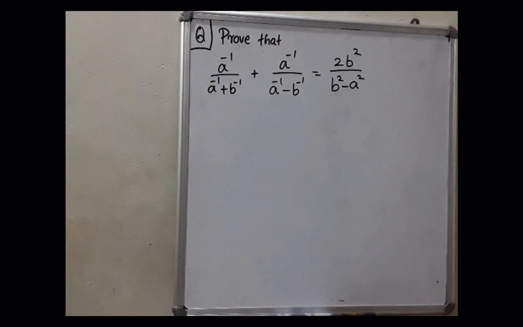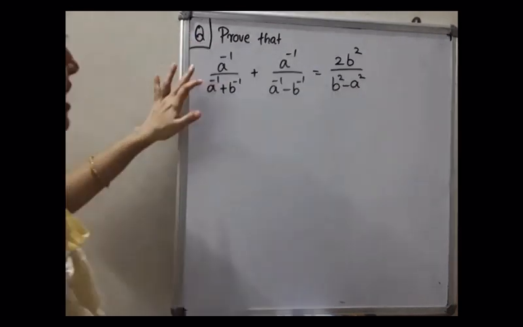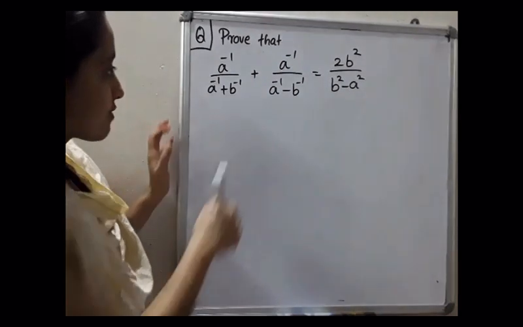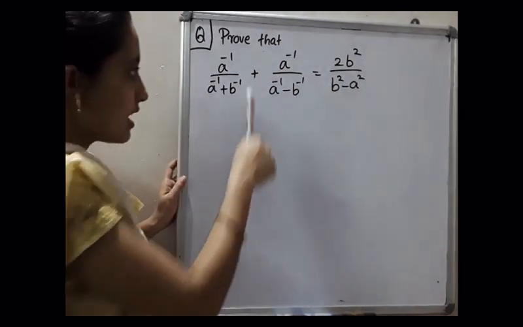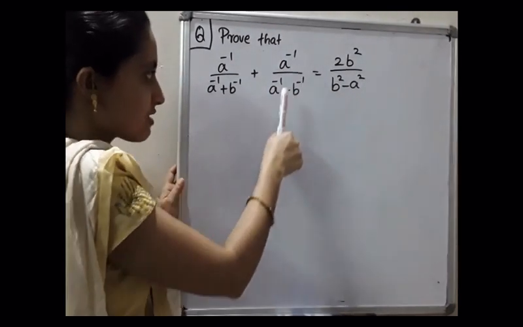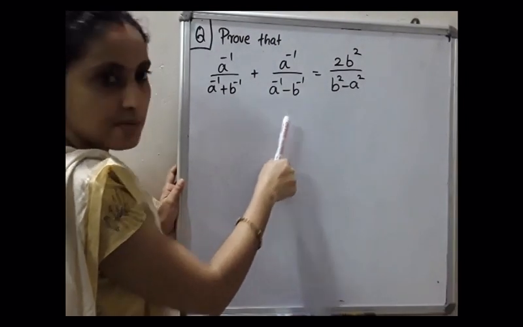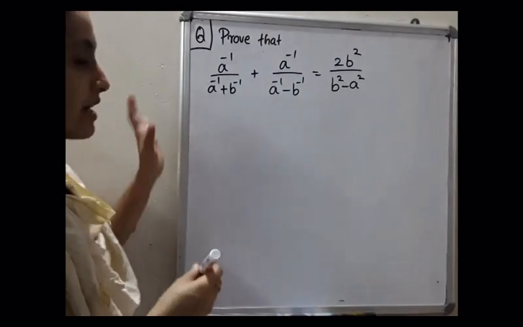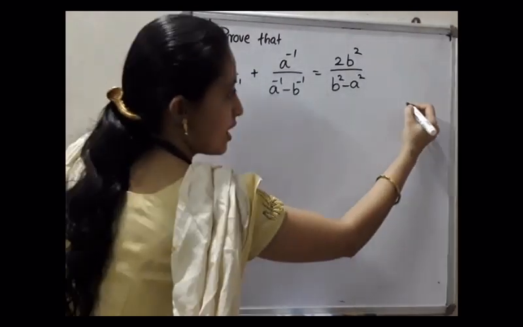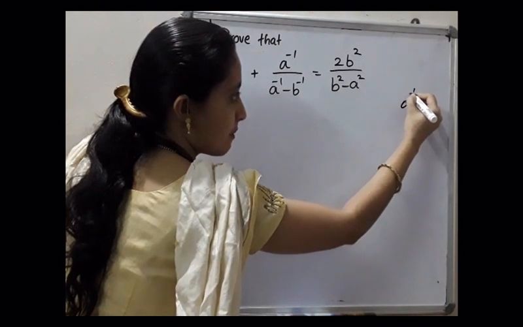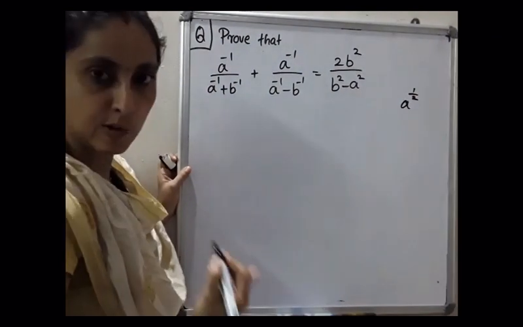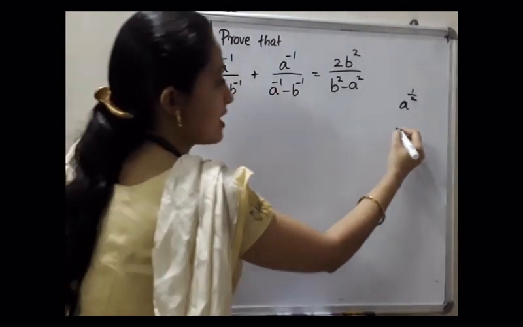Next question. Prove that a raised to minus 1 by a raised to minus 1 plus b raised to minus 1, plus a raised to minus 1 by a raised to minus 1 minus b raised to minus 1 is equal to 2b square by b square minus a square. Likewise, same type. Okay, so a raised to 1 by 2 means what? A raised to 1 by 2 means root a. Is it?